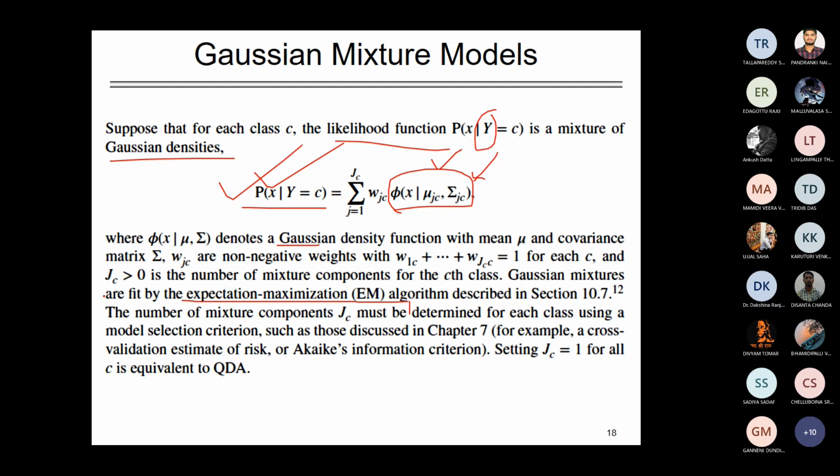Okay, so we also talk about the number of mixture components JC, which can be determined for each class using a model selection criterion. This model selection criterion we will be talking about in a different chapter, when we talk about other relevant topics.